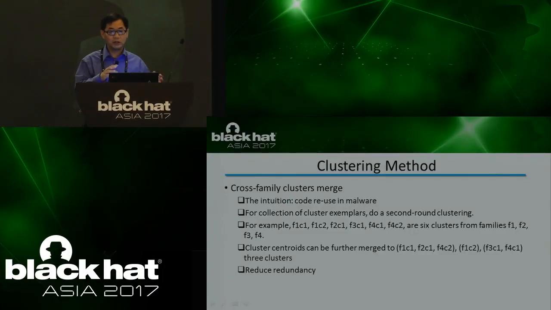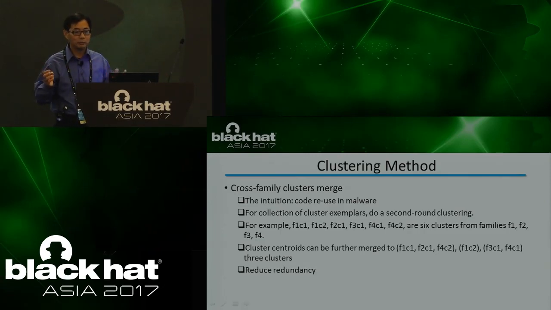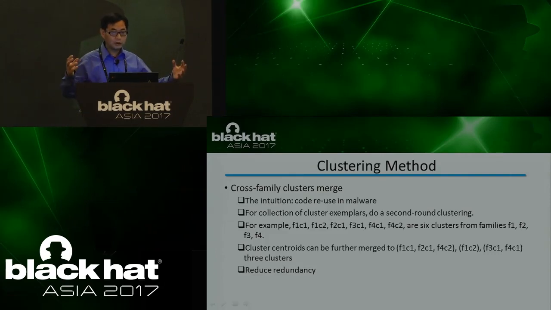For example, last year we first had a Locky ransomware. Very quickly we saw the different variants. Basically they look almost the same, only changing a little bit. So with cross-family merge, we can reduce the redundancy and find some commonality between the different families.